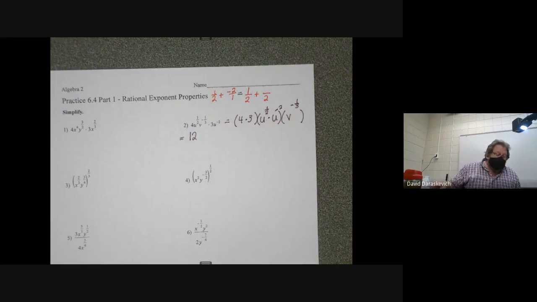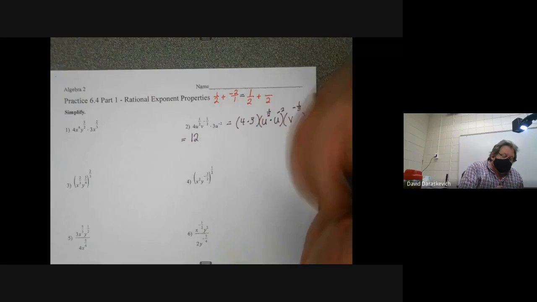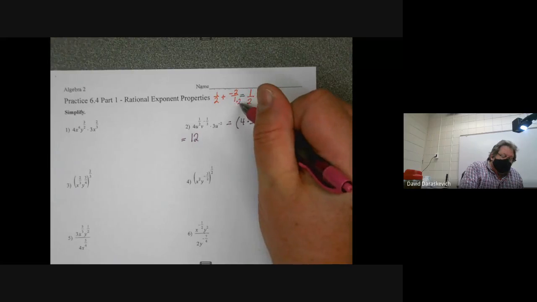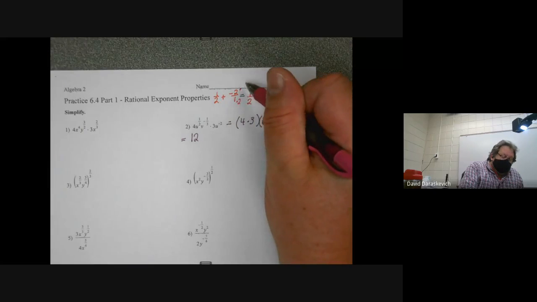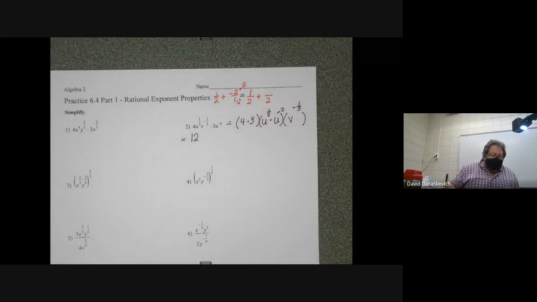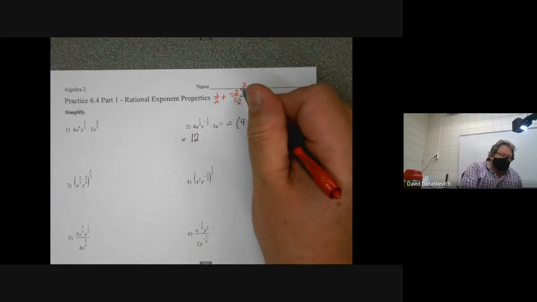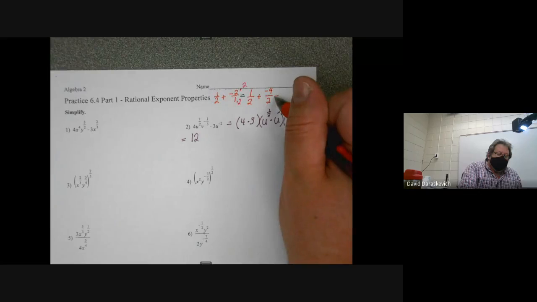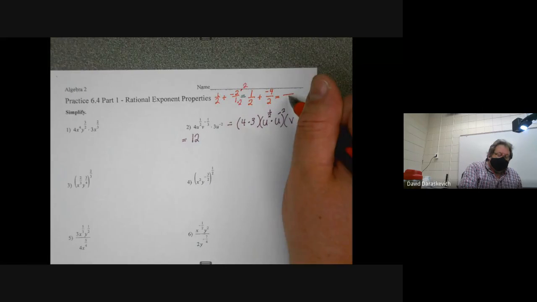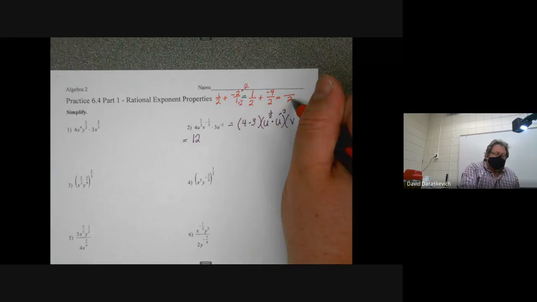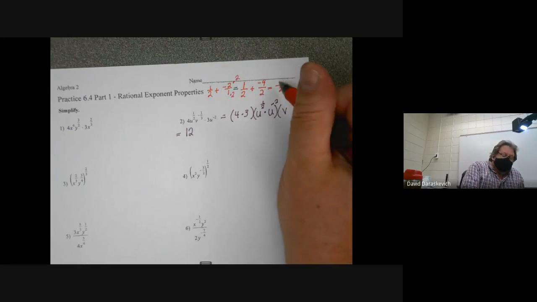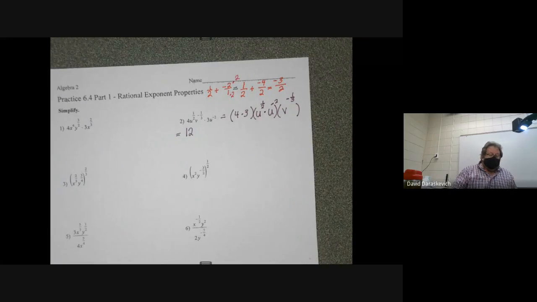Now, this 2, I had to multiply this 1 by 2, which means I have to multiply the numerator by 2. So -2 times 2 is -4. Now I can combine them or add them or subtract them, however you're doing it. And I have 1 plus a -4 is a -3. Okay, so I have 12.